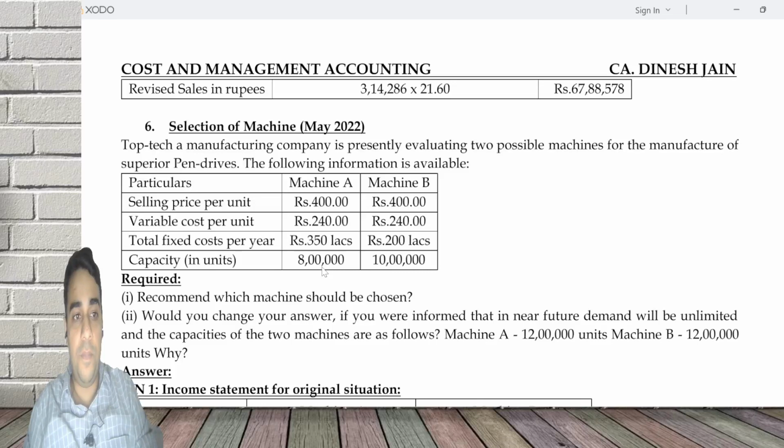Recommend which machine should be chosen. So let's first do an income statement for the original situation. Let's quickly close this question, and maybe I'll end it because Wi-Fi is also not there now. I'm working with mobile hotspot. So let's somehow close this question at least.